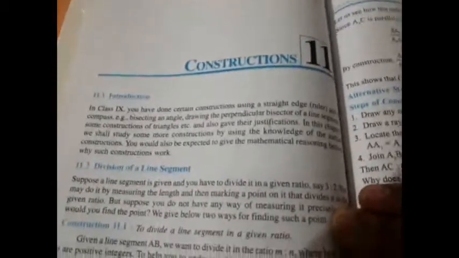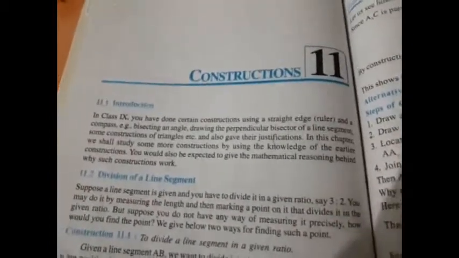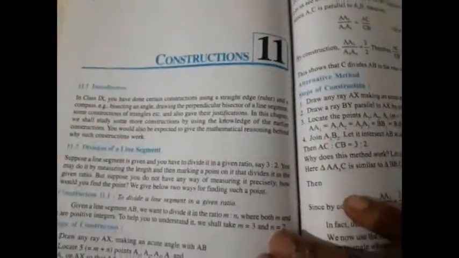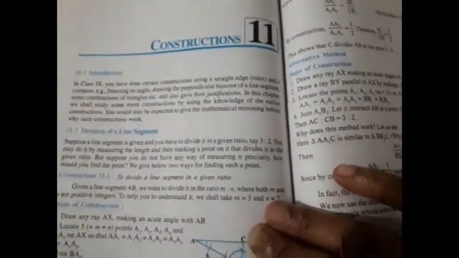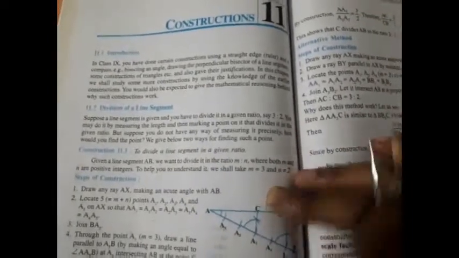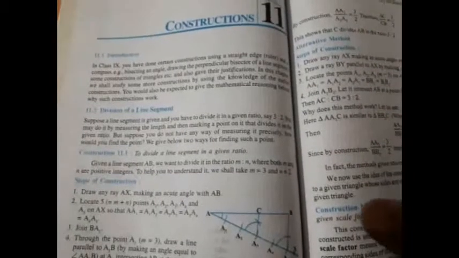Hello students, in today's class we are going to learn chapter 11, constructions. We have only two models in this class. Actually there are three prescribed things in your syllabus, and one was deleted in 2021. So you have only two models.